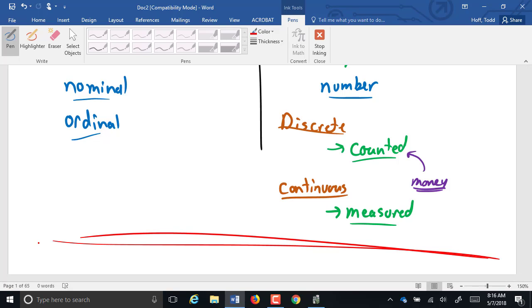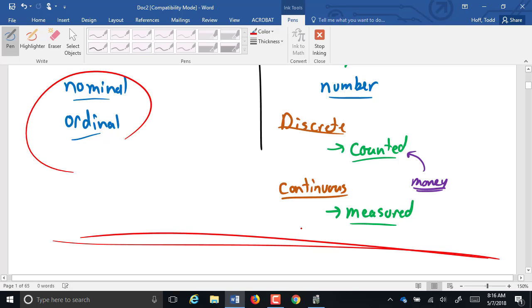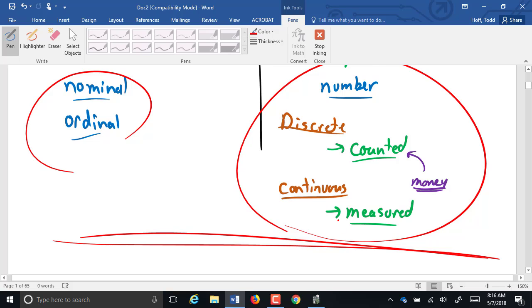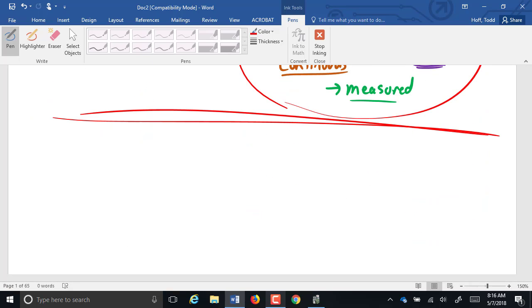There is no homework today. Tomorrow we'll start talking about organizing these different types of data into tables and graphs, and that's where we really start the meat and potatoes of it.